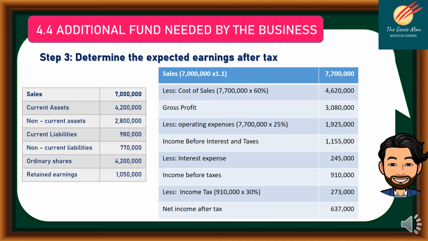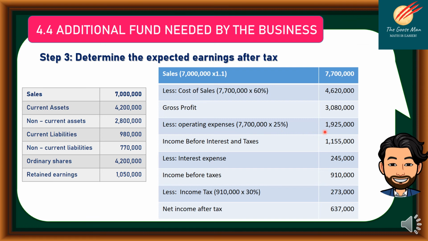So the next step is to determine the expected earnings after tax. Again, we will prepare our sales. We have 7 million from the previous, and since we will have a 10% increase, we have 7.7 million. Less cost of sales, that is 60% of your sales, so we have 4.62 million. The gross profit is, simply subtracting these together, 3,080,000. Then less operating expenses, that is sales times 25% based on the problem.